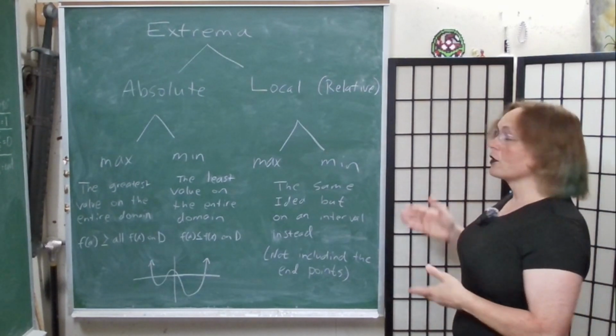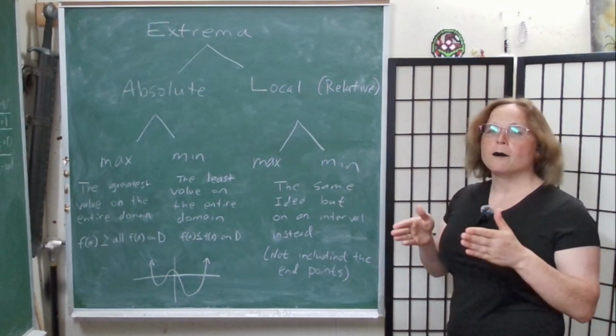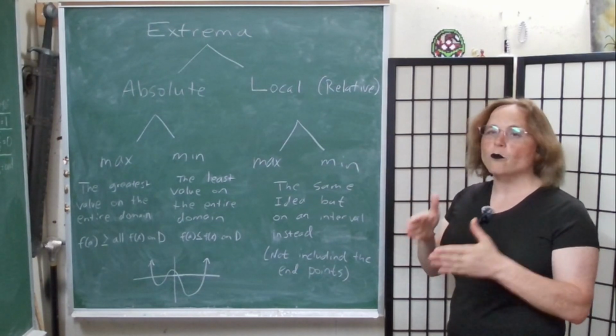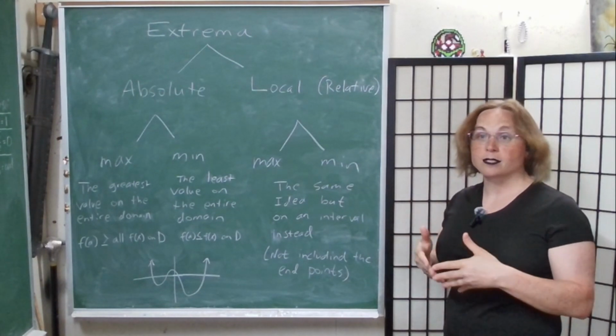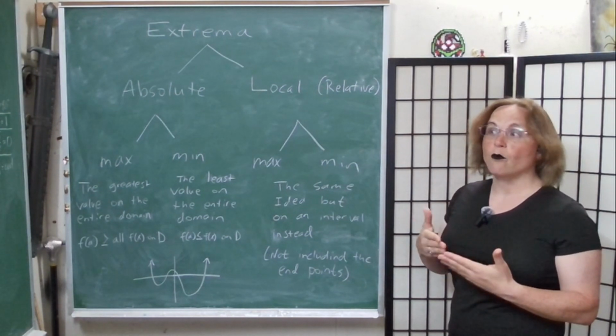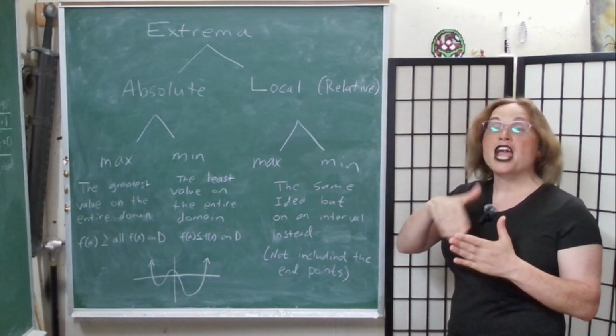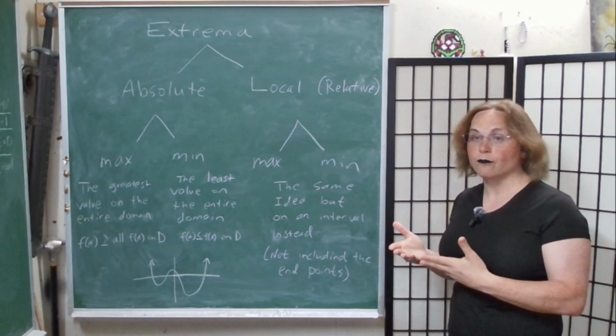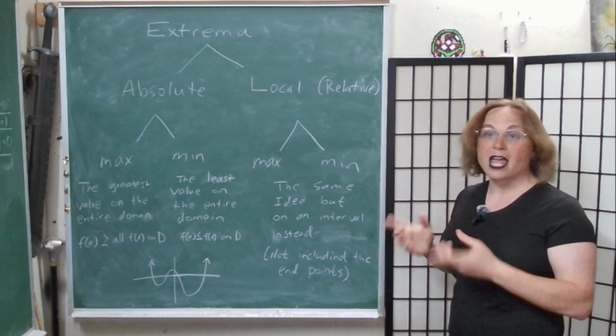And then when we talk about the local, we basically break it up into open intervals, and then we look in that region to see, is there a maximum or a minimum? Generally, when we're looking at a function, we look for where the function changes direction for that maximum and minimum. Because we're on the open interval, we don't look at those endpoints.